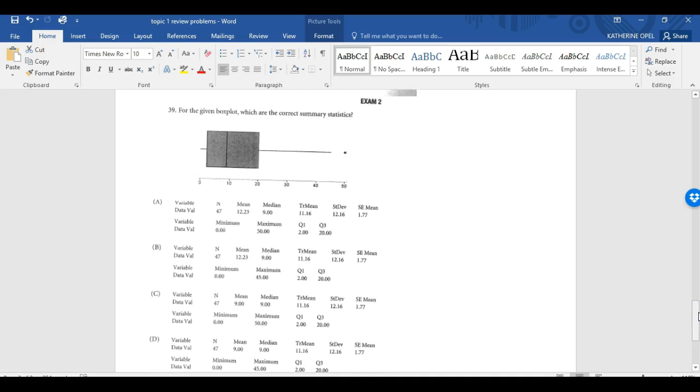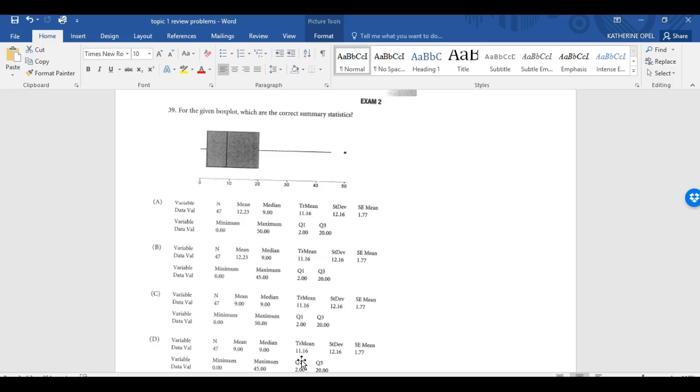Okay, the next thing I'm going to look at is my quartile 3. That's pretty easy to see. Quartile 3 is at 20. So A is at 20, B is at 20, C is at 20, D is at 20. That doesn't help us a whole lot. Our quartile 1 looks like it's in between 0 and 5 somewhere, okay? Quartile 1's at 2, 2, 2, and 2. Again, this does not help us.